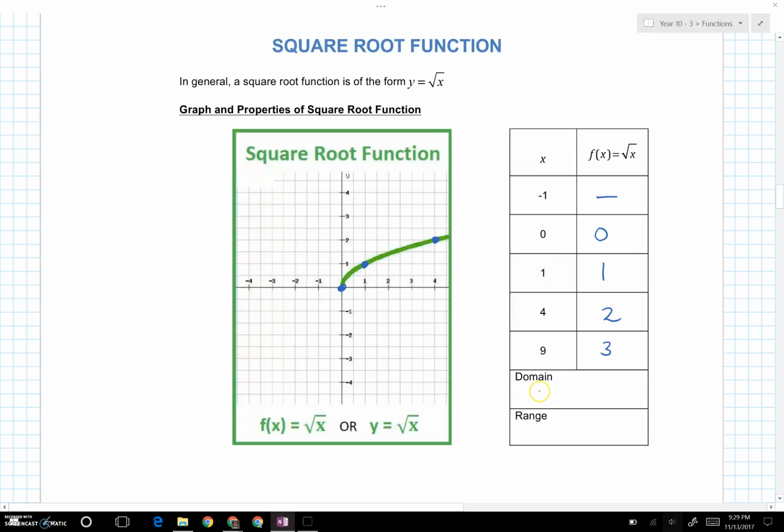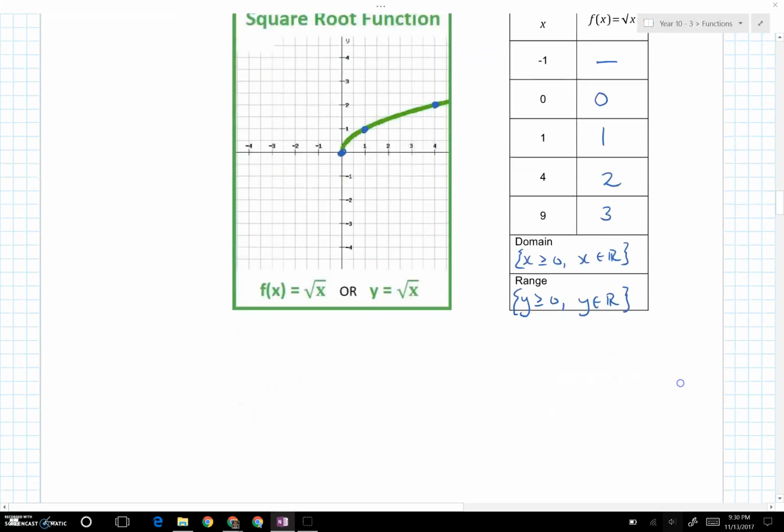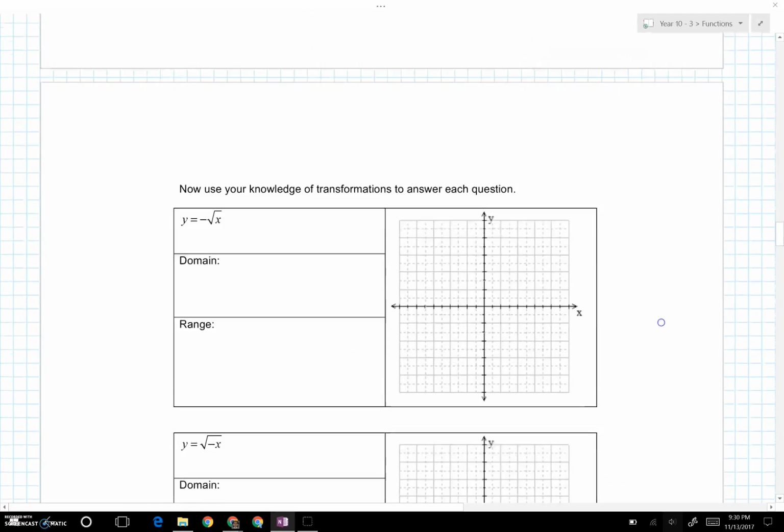The domain of this function is x is greater than or equal to 0, where x is an element of real numbers. And the range of this function is y is greater than or equal to 0, and y is an element of real numbers. So again, we've started out with the basics. Let's go to our first example.